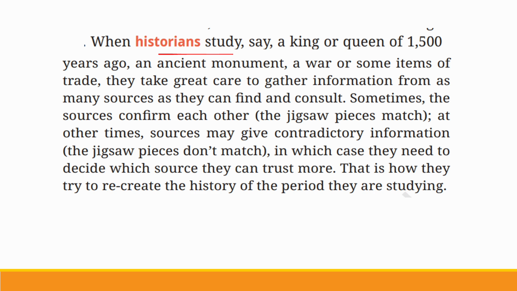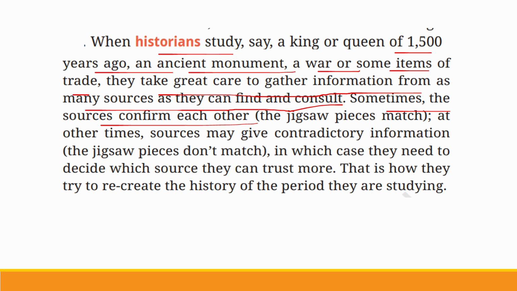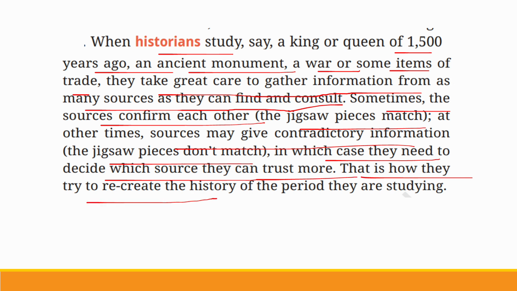When historians study, say, a king or queen of 1500 years ago, an ancient monument, a war, or some items of trade, they take care to gather information from as many sources as they can find and consult. So when historians study about the past, they take care to collect information from as many sources as possible. Sometimes the sources confirm each other, that is, the jigsaw pieces match. At other times, sources may give contradictory information. The jigsaw pieces don't match, in which case they need to decide which source they can trust more. That is how they try to recreate the history of the period they are studying.